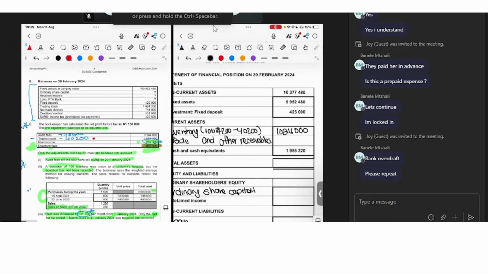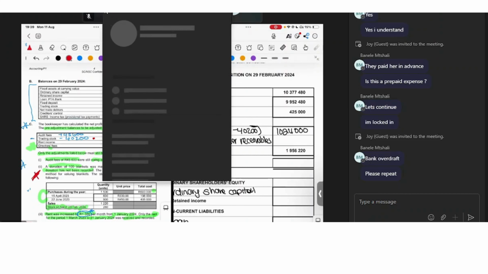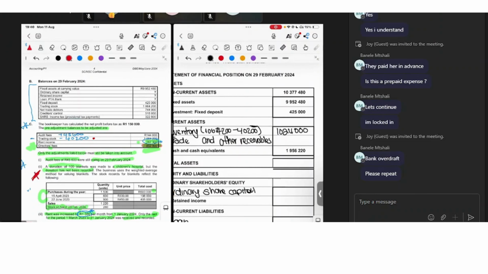You want me to repeat the inventory? Okay, let's repeat inventory. Inventory is made up of your trading stock. We don't have consumable stores, so it's just trading stock. Now, if you remember, we had a donation adjustment too. What does the donation do? If you donate your goods, what happens to your goods? They decrease. And we knew that the donation amount was 40,200. So we need to decrease our trading stock by that donation. Okay, is it making sense now? Okay, great. And that's how we got the 1,024,000, by minusing the donation.